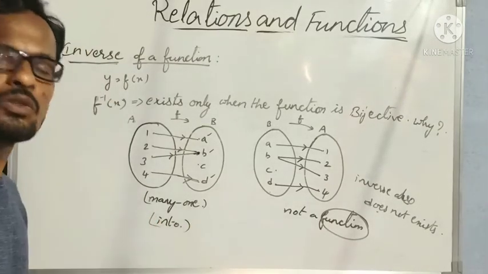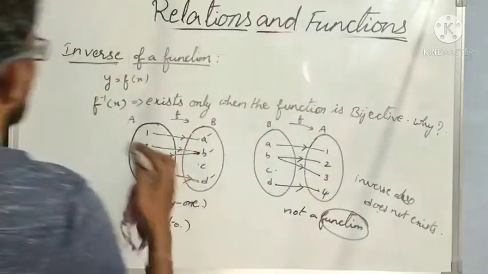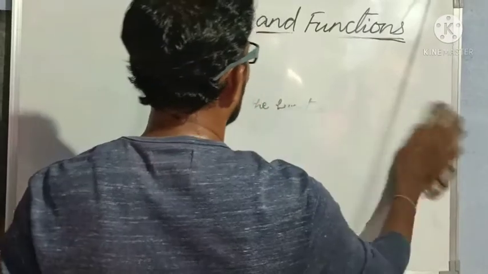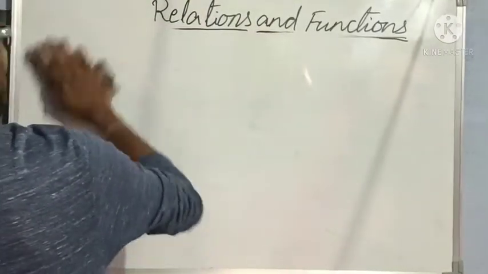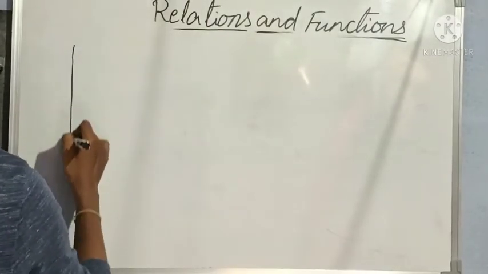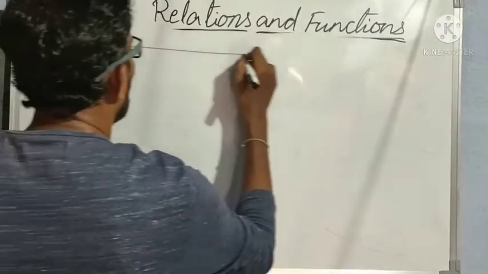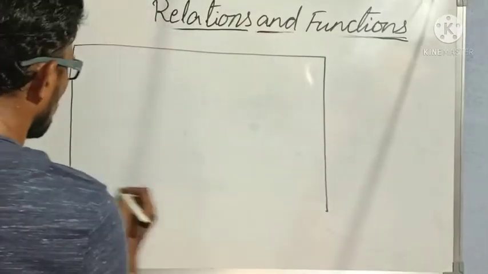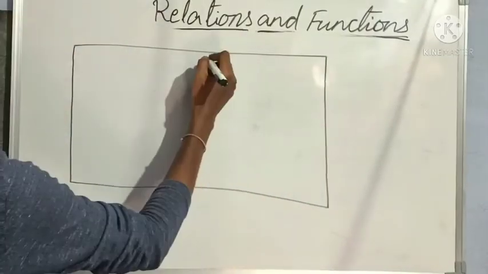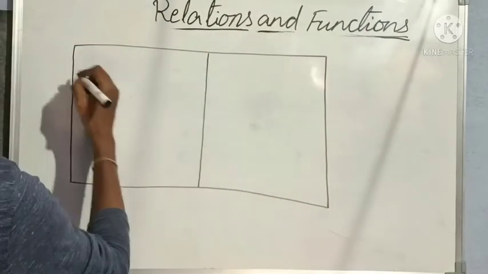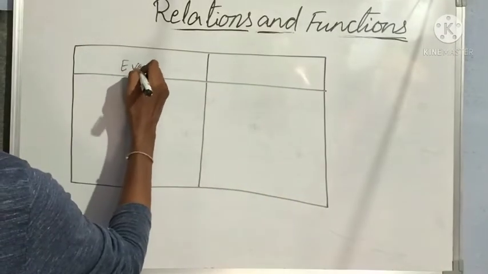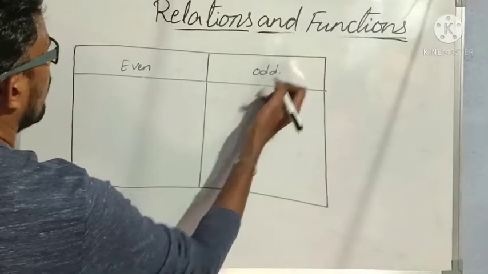Yes. So now let us see our last concept, that is even and odd functions. I will just give when a function is called even and odd, and let us discuss briefly about that in the next class. With that, I am wrapping up today's class. So first let us see even and odd functions. When a function is called even and when a function is called odd. So this is even function, this is odd function.